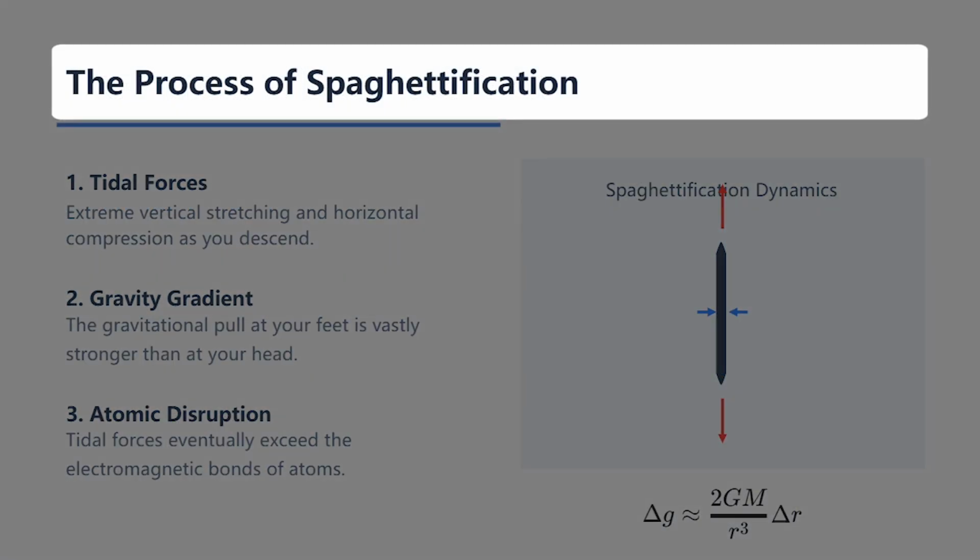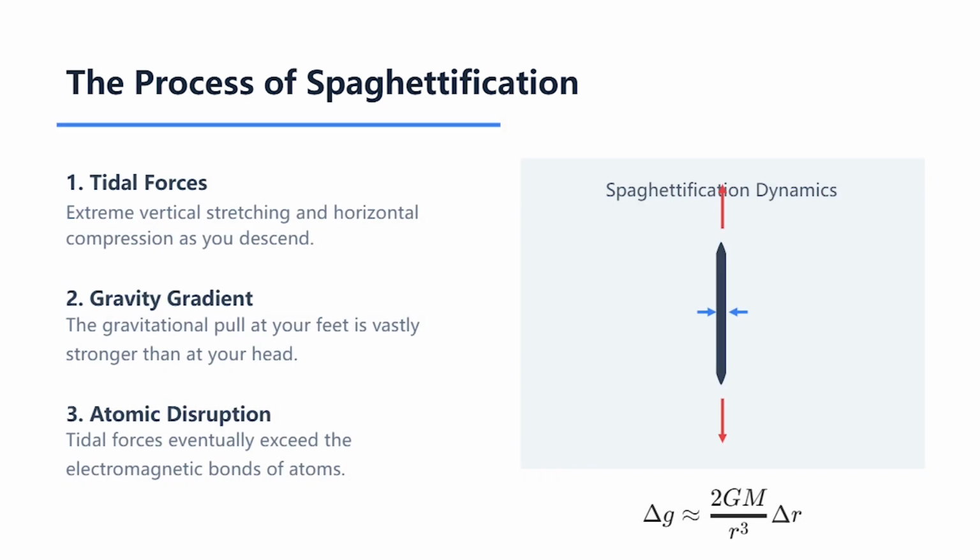Now that we've crossed the event horizon, we need to discuss the physical toll this journey takes on any object. This brings us to a process with a very descriptive name: spaghettification. It sounds like something out of a cartoon, but the physics behind it are incredibly violent and fascinating.